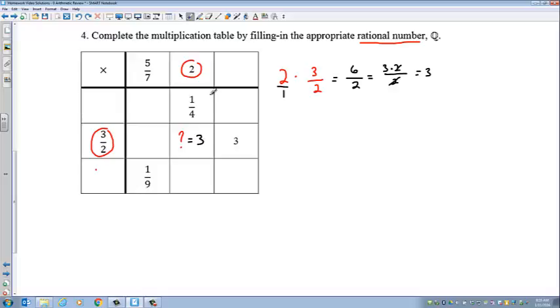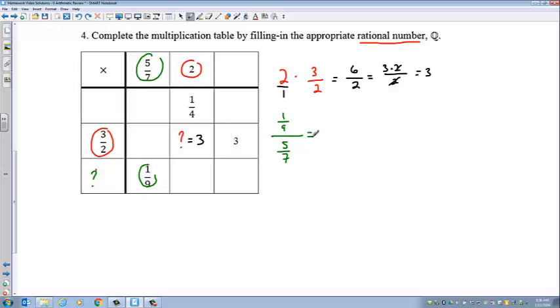Let's look at another one. Let's look at how we would do, let's try to find this one here. So I have 5/7 and 1/9. And so 5/7 times question mark equals 1/9. So to find question mark, instead of multiplying, you're going to divide. So you're going to take 1/9 and divide it by 5/7. And that's going to give us that question mark.